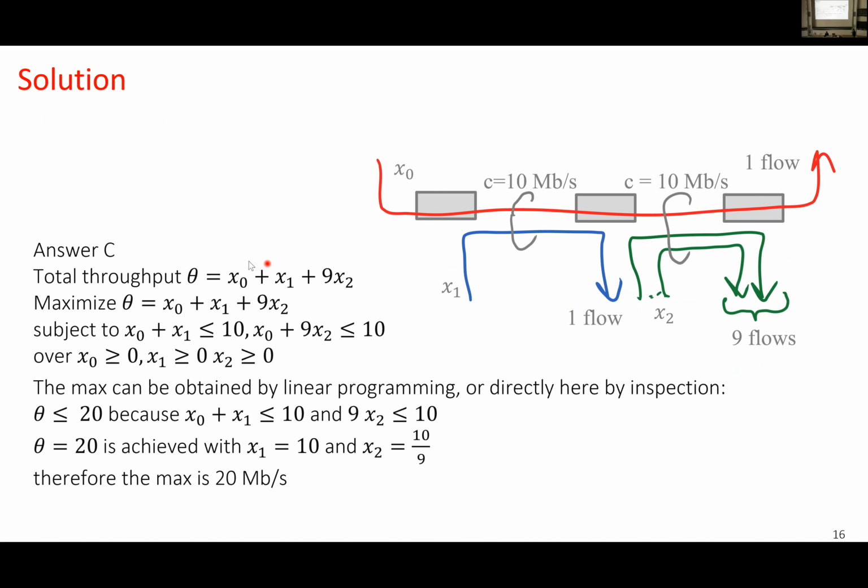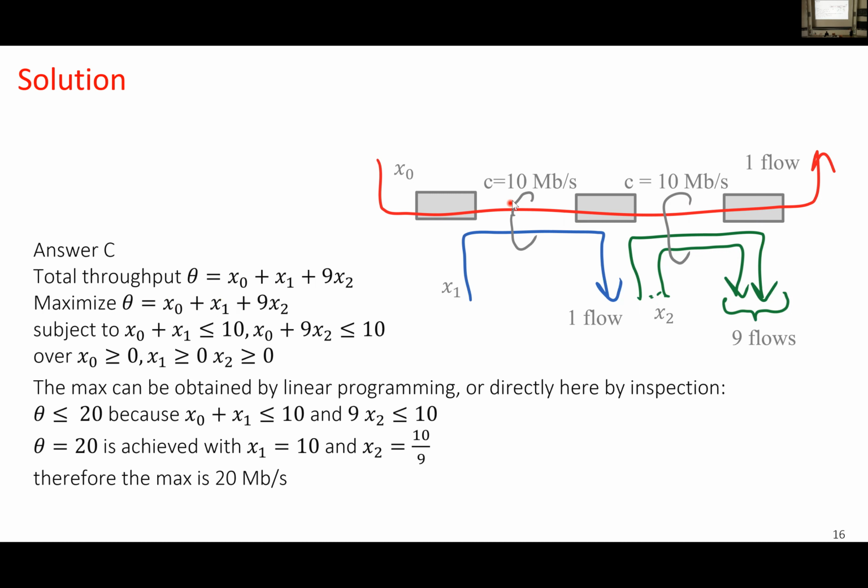So the total throughput is X0 plus X1 plus 9X2, where I call X the value that will be admissible, that will be possible to carry, so without losses. So we want to maximize this. Now, what are the constraints? Well, we have 2 links, so we have 2 constraints.